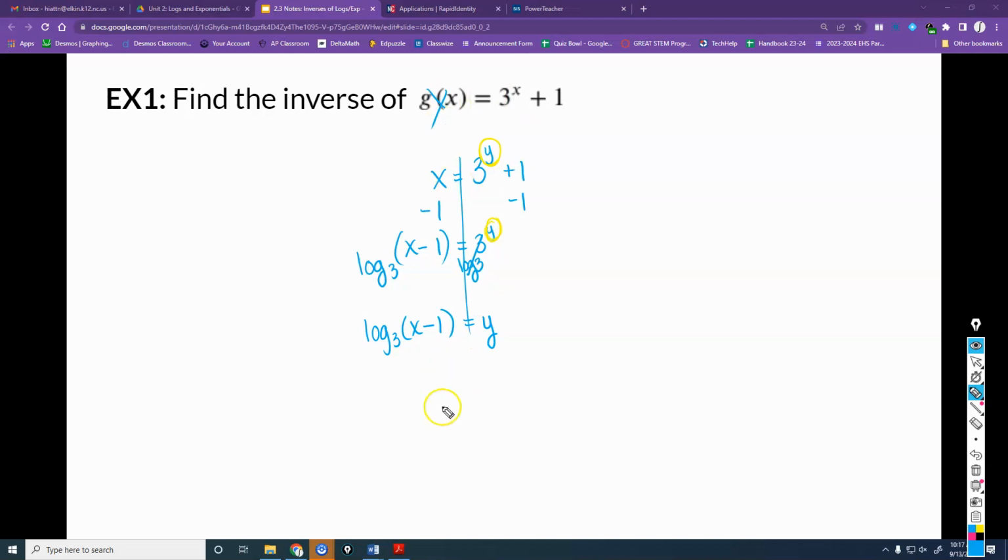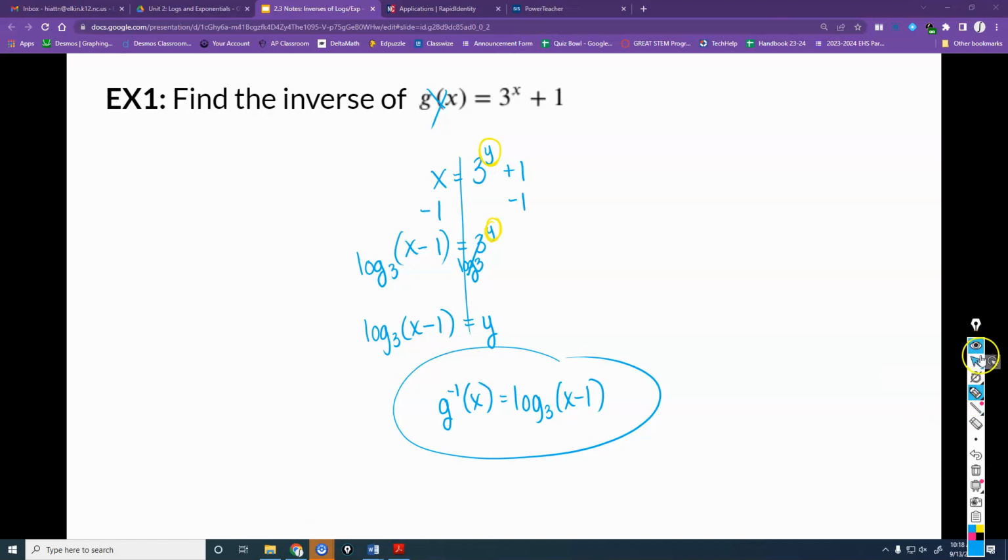So, g inverse of x, I'm just replacing that y, is going to be log base 3 of x minus 1. There. And so that would be our inverse. It's very similar to the equations we were solving yesterday. It's just we are going to have x's still left in our answer.